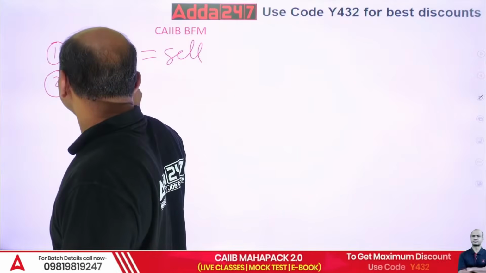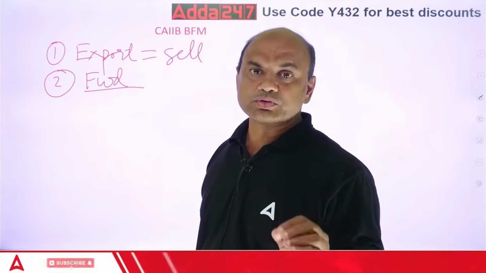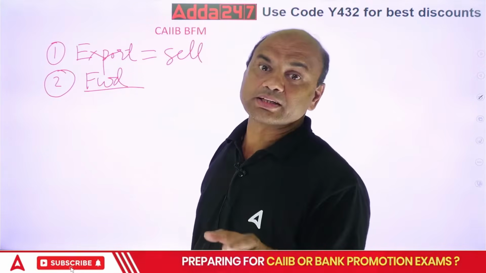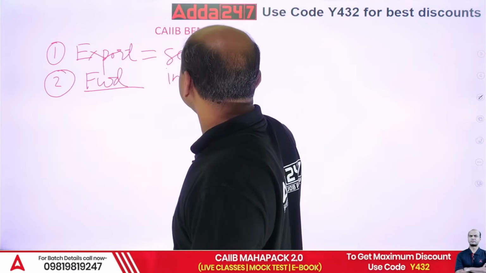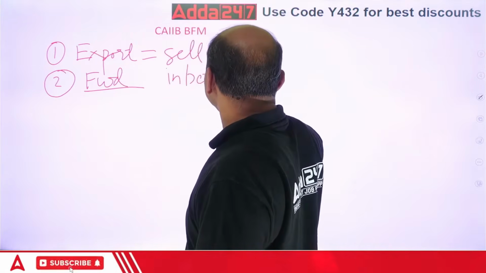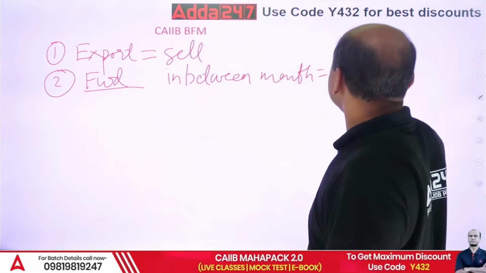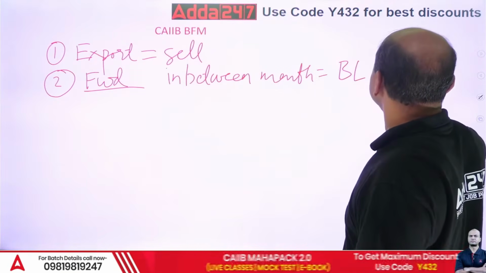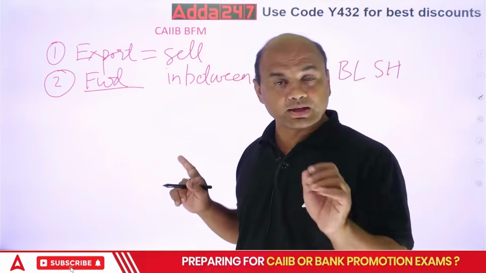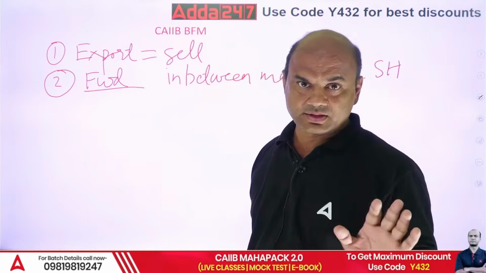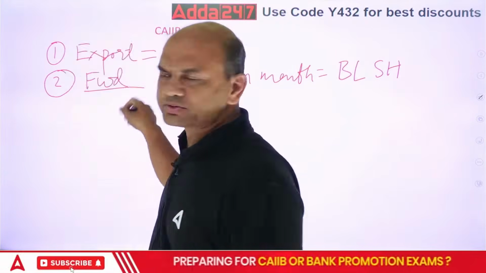Number two, forward margin, for forward points. You should use buy low, sell high when you don't know the rates in between, that is, whenever you have to do it in between months. BLSH: buy low, sell high. If it is on the first date or the last date, no buy low, sell high. Clear?